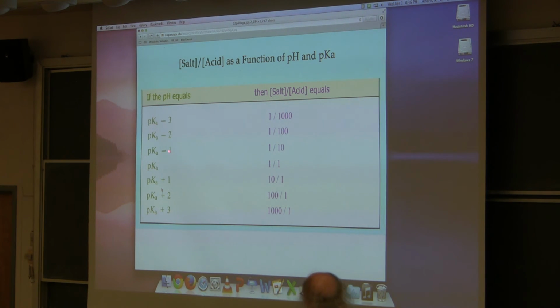This tells you the magnitude. If the pH is off by 1, it's a 1 to 10 ratio. If it's off by 2, it's a 1 to 100. And if it's off by 3, it's a 1 to 1,000. If it's plus 1, it's 10 to 1. It's 100 to 1. It's 1,000 to 1. But since I'm not going to make you do calculations on the exam, you don't care about this, right? They're just numbers. What matters are the concepts. What you guys have learned are the concepts. Okay.